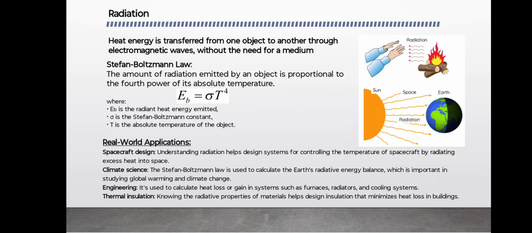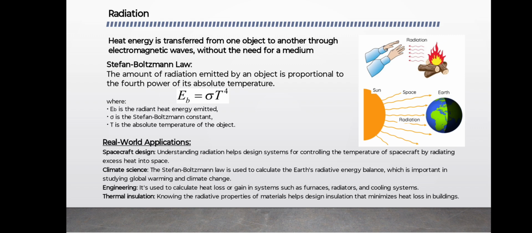Here also a law plays a very vital role behind the radiation type of heat transfer, called Stefan-Boltzmann's law. Mathematically we can say that Eb is equal to sigma into T power 4. It may be defined as the amount of radiation emitted by an object is proportional to the fourth power of the absolute temperature. Eb is the heat transfer emitted by the surfaces, sigma is the Stefan-Boltzmann constant, a constant value, and T is the surface temperature.